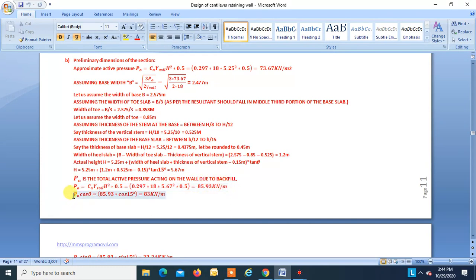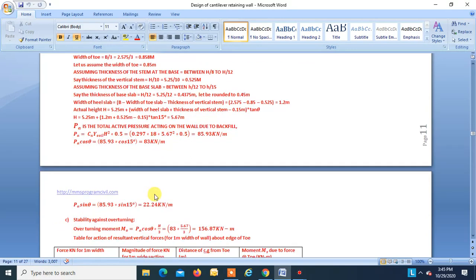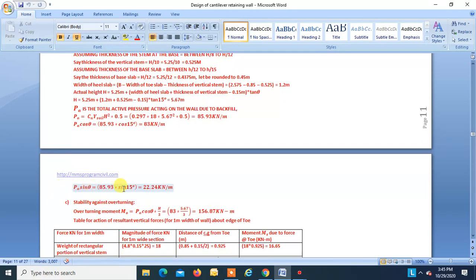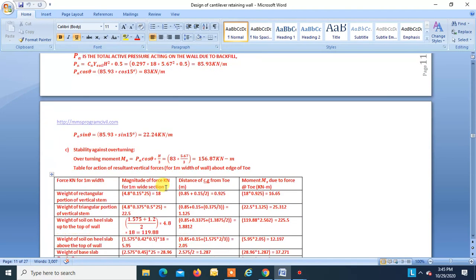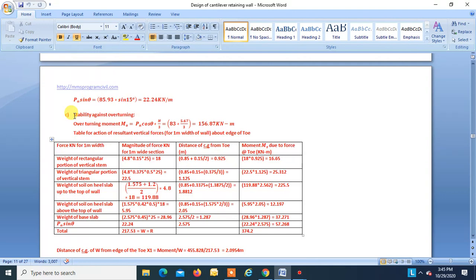Now the horizontal component is PA cos theta, which is equal to 83. The vertical component is PA sin theta, that is equal to 22.24. Right. Now we will do the check for stability against overturning.